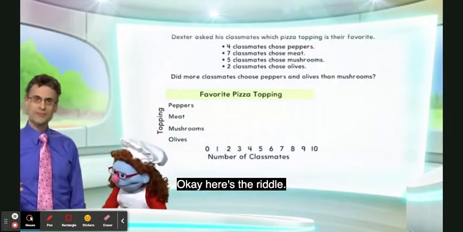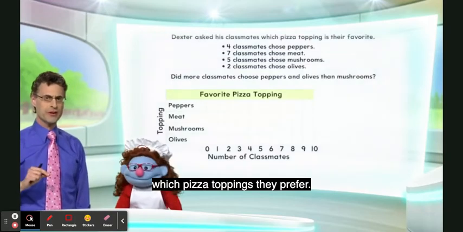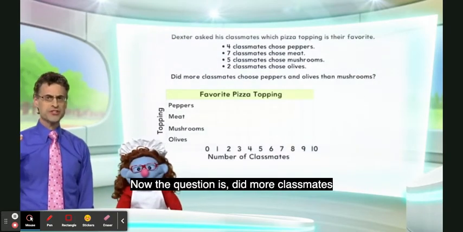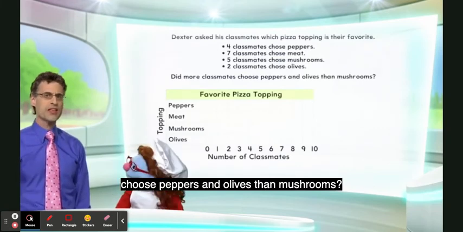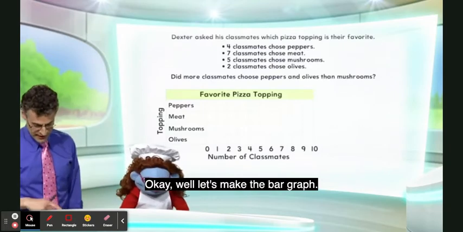Okay, so here's the riddle. Dexter asked his classmates which pizza toppings they prefer. Now, the question is, did more classmates choose peppers and olives than mushrooms? I don't know. Okay, well, let's make the bar graph.